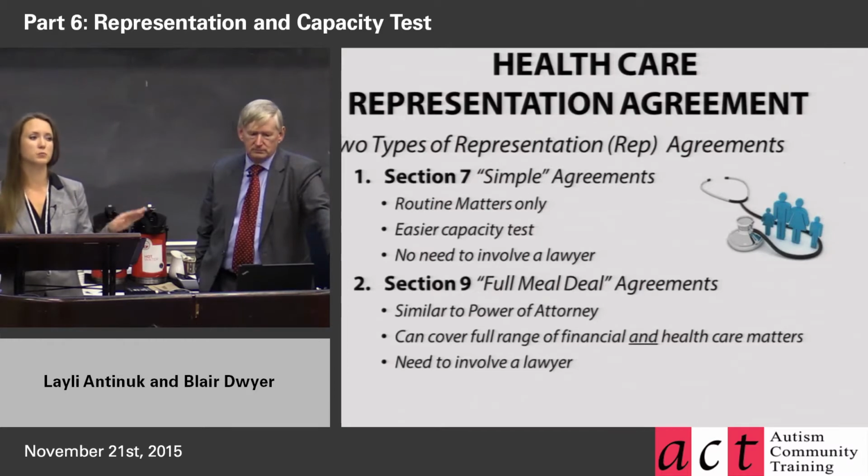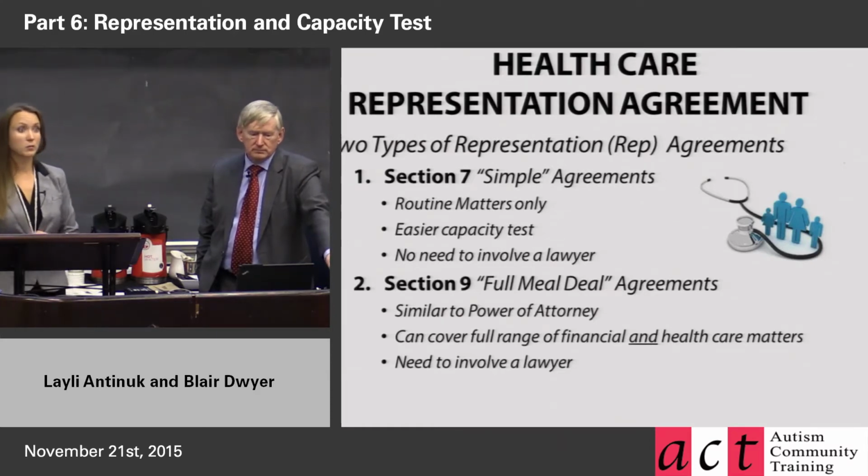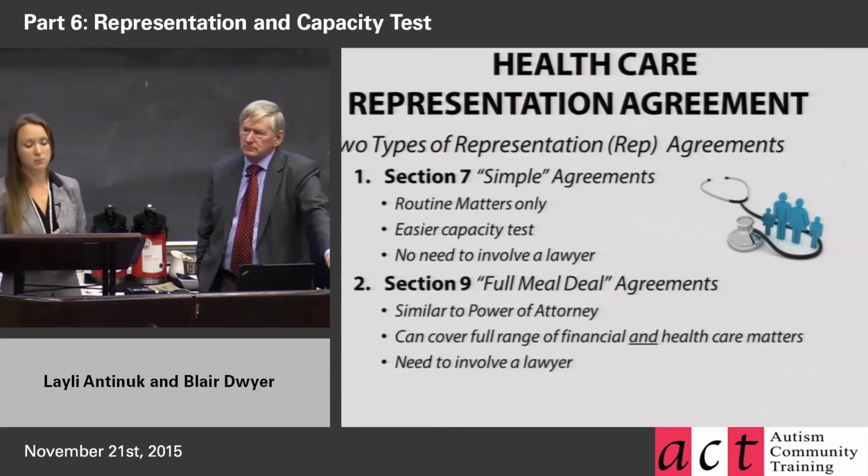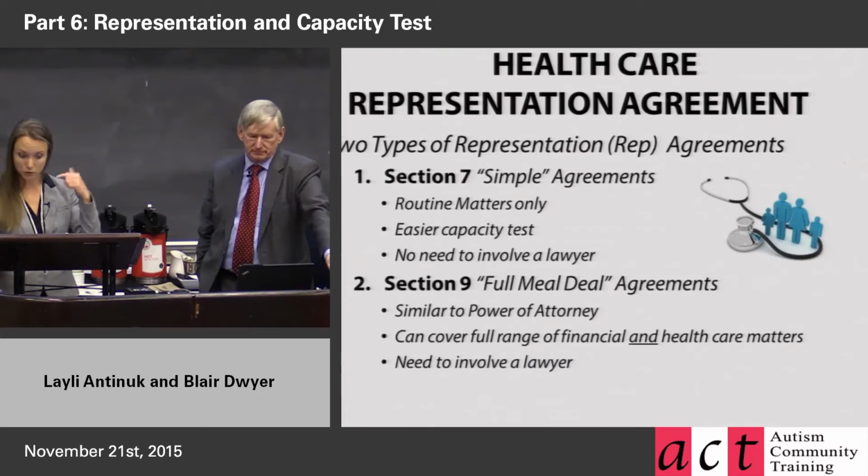Section 7 is a simpler capacity test, so that's the one that we're going to focus on because capacity is a common concern. So the Section 7 are a little bit more simple, as I said, a little bit less powers. They cover routine matters only, and you don't need to involve a lawyer to have a representation agreement under Section 7, and the capacity test is easier, which we'll get to in the next few slides.